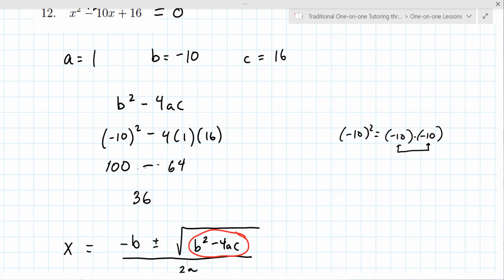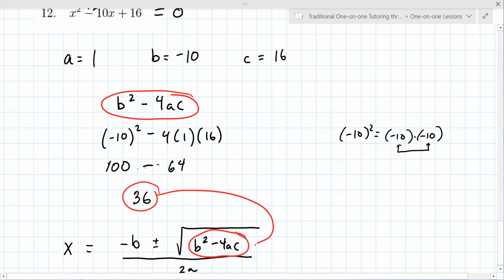The number that goes there is 36. Yes, 36 goes in that position.